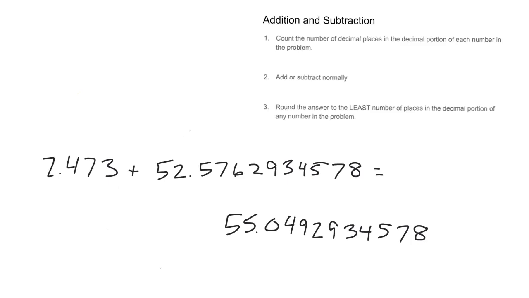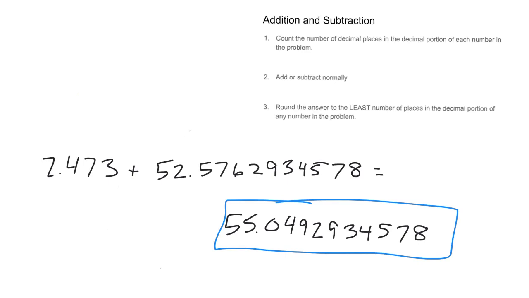So let's say I had this problem. I had 2.473 plus 52.5762934578, and I got this number right here. Now I got to be able to figure out how many decimal places I should have in my final answer. So I first follow my rules because it doesn't matter how big the number is, the rules still work.